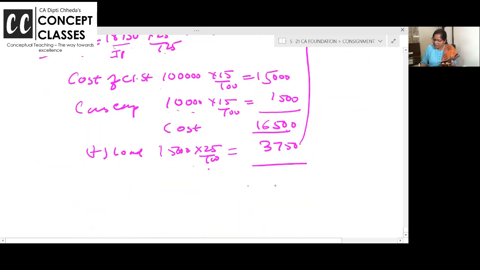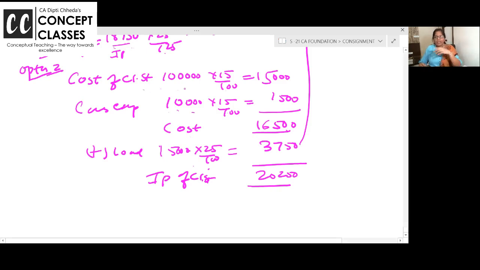And the other loading, I think this method is easier. I want all of you to write option 2. Option 2. I find this more easy. Invoice price of closing stock: 3,750 plus 16,500, 20,250. Tell me. 20,250.